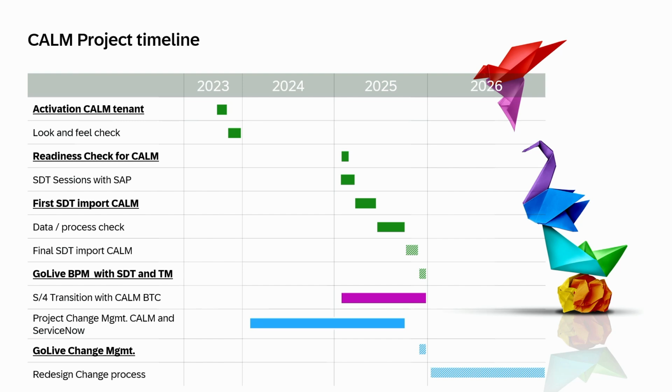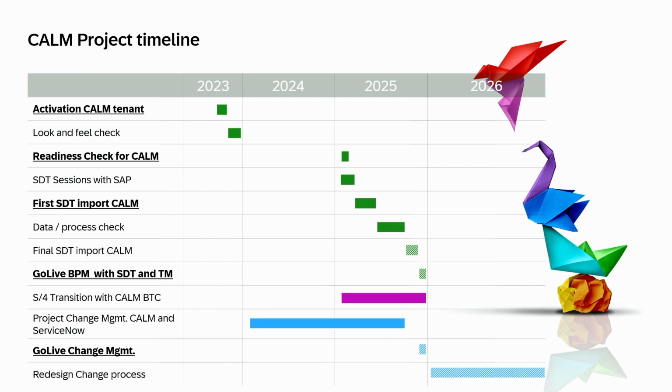So how did our timeline for Calm look like? Please do not be scared. We did not spend 3 years implementing Calm. It was not that big a project. We had the first touch point in 2023. We were at a meeting in Waldorf at SAP. They introduced us to Calm. We activated it in our tenant, parallel to our BTP tenant, and had the first look and feel check. It was not completely ready at that point of time for us to make the full switch over to Calm. The SDT was not yet in place, so we decided, okay, we will keep the tenant. It will be our focus, but not at this point of time.